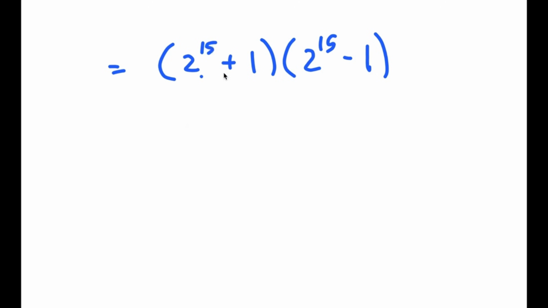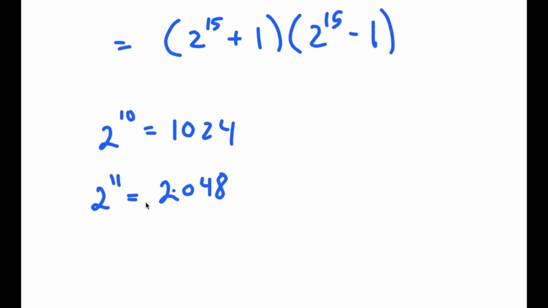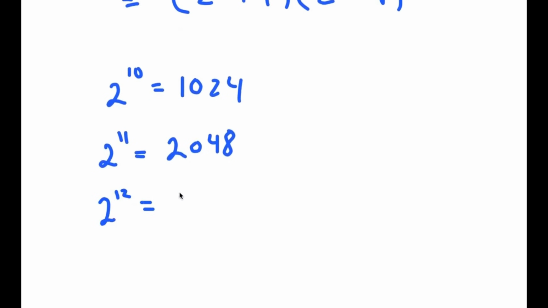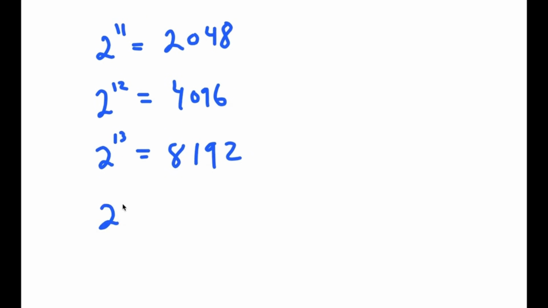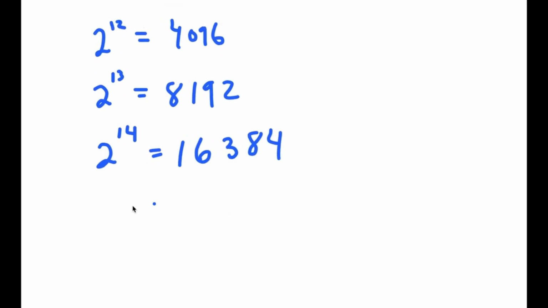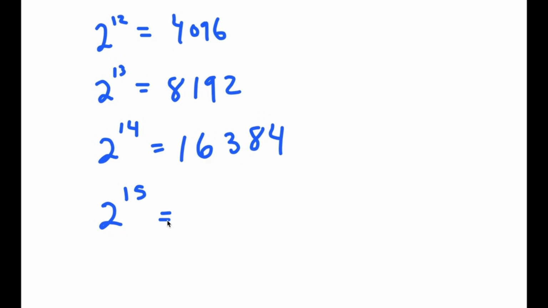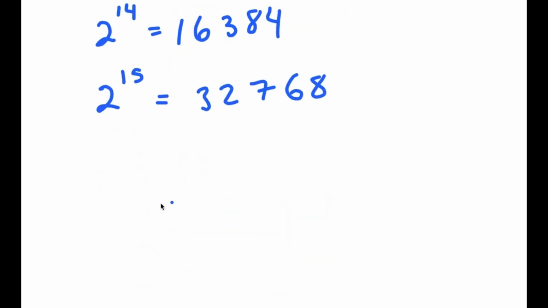Now, 2 to the power of 15, well, what's the value of that? Well, 2 to the power of 10 is 1024. So 2 to the power of 11 is double of 2 to the power of 10, which is double of 1024, which is 2048. Now 2 to the power of 12 is double of 2048, which is 4096. 2 to the power of 13 is double of 4096, which is 8192. 2 to the power of 14 is double of that, which is 16,384. And finally, 2 to the power of 15 is double of this, which is 32,768.